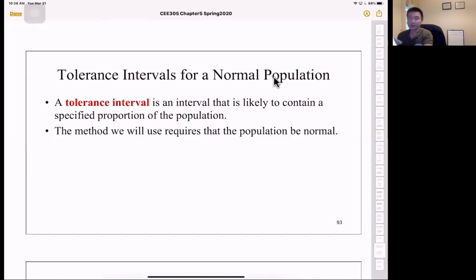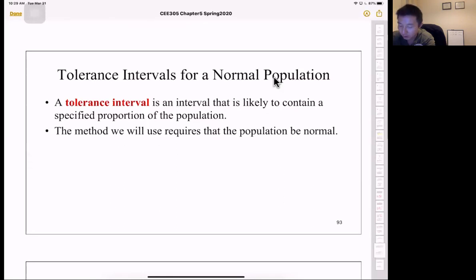So that is prediction interval. Tolerance intervals for a normal population. Okay, so let's look at the equation for tolerance interval. It is defined as an interval that is likely to contain a specific proportion of the population. So what is the proportion? How much of the population can that interval contain? We call that a tolerance interval.